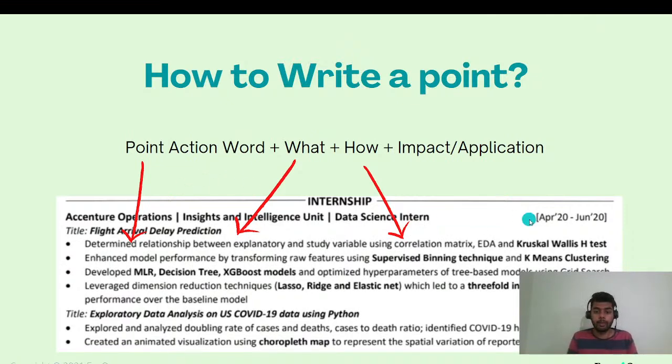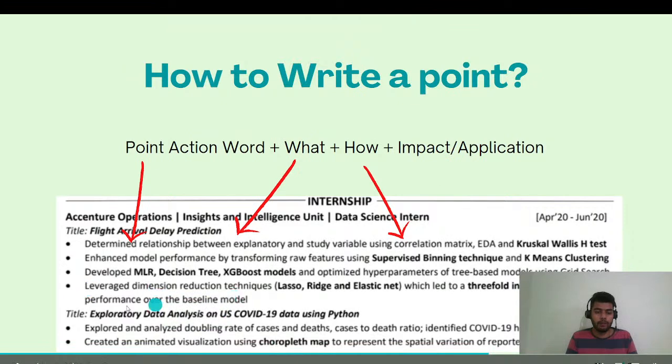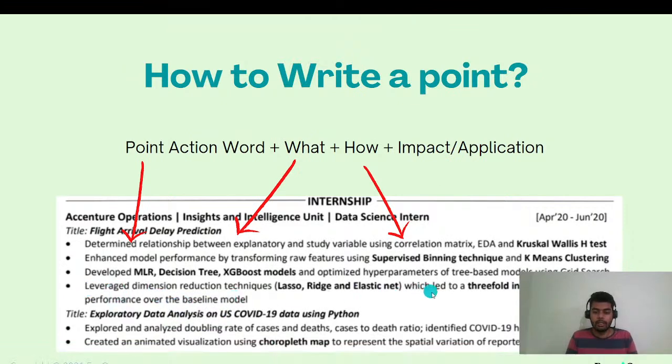So the fourth important thing is impact and application. What do I mean by impact and application? Just try to focus on the fourth point: leveraged dimensional reduction technique, which led to a threefold increment. This is the impact of using the dimensional reduction technique, which led to the threefold increment in model performance. This is the impact, this is the application that happened.